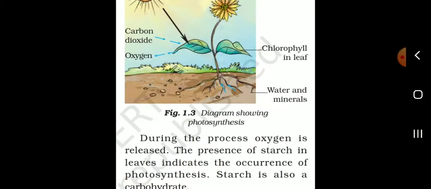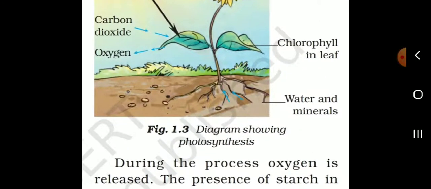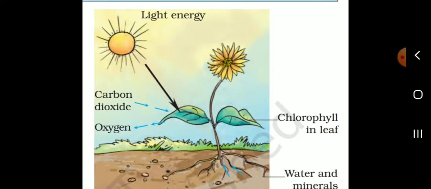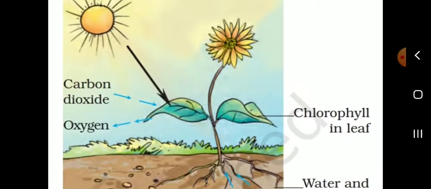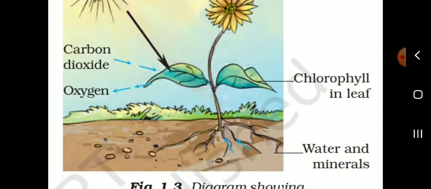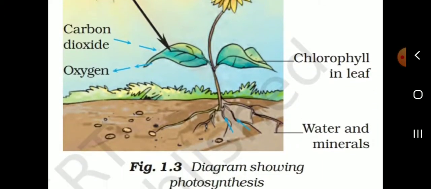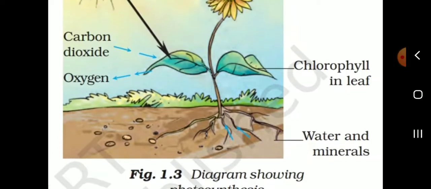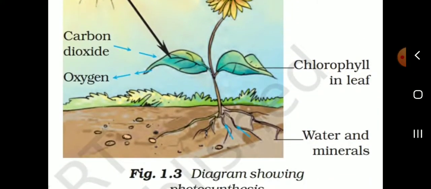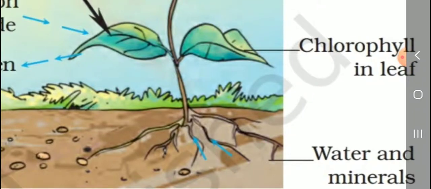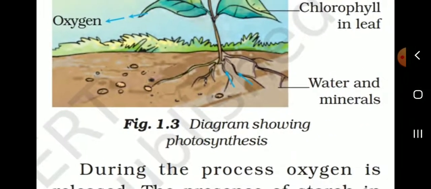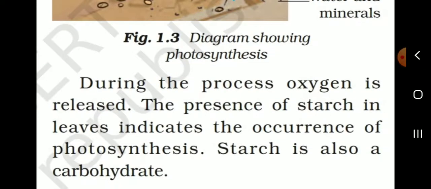Next, this is a diagram of photosynthesis. See the picture, students. Light, carbon dioxide, releasing oxygen, intake of carbon dioxide. This is chlorophyll in the leaf, the green pigment. Then water and minerals.